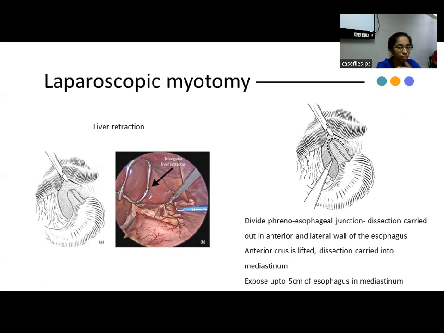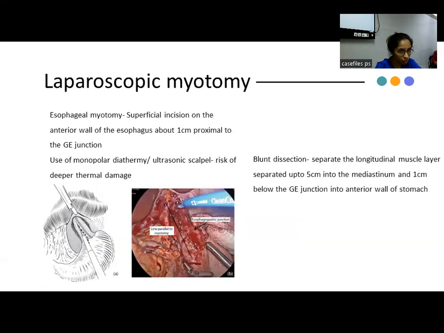The anterior crus is lifted, and the dissection will be carried out in the mediastinum to free the esophagus. We have to expose at least up to 5 centimeters of the esophagus in the mediastinum. After that, the esophageal myotomy will be performed. Initially, a superficial incision will be marked at the site of the myotomy. Then using either a monopolar diathermy or an ultrasonic scalpel, blunt dissection will be carried out to separate the longitudinal muscle layer, for up to 5 centimeters into the mediastinum and 1 centimeter below the level of the GE junction, adhering to the principles of the myotomy.